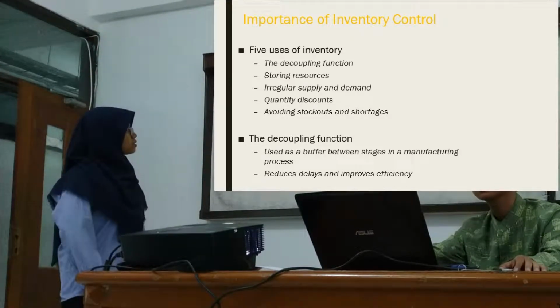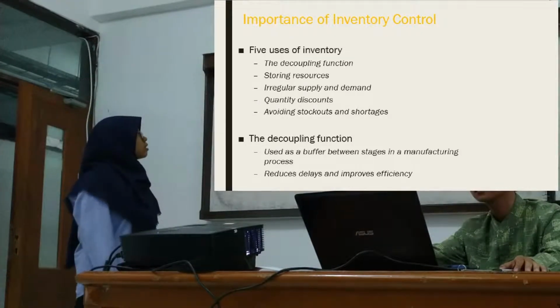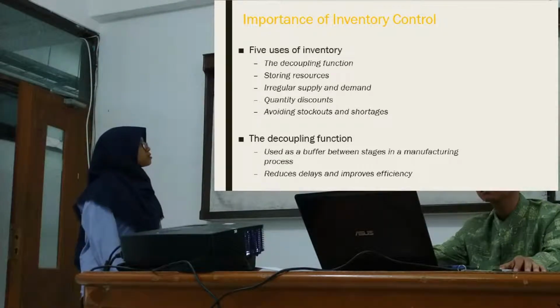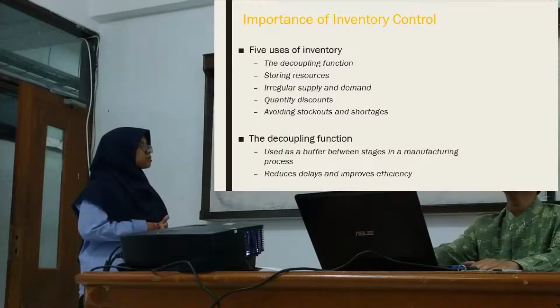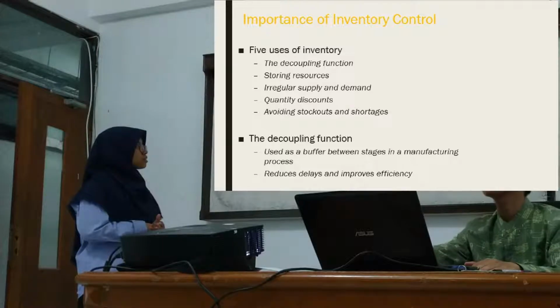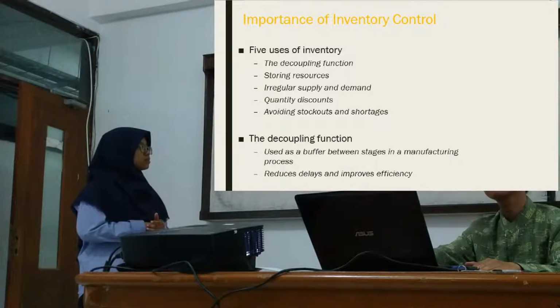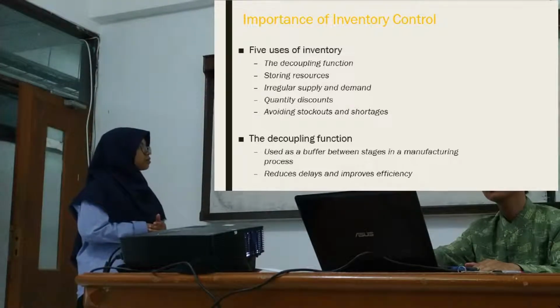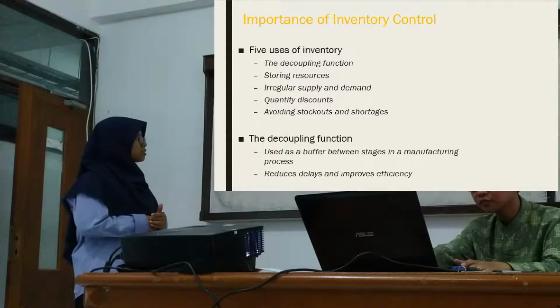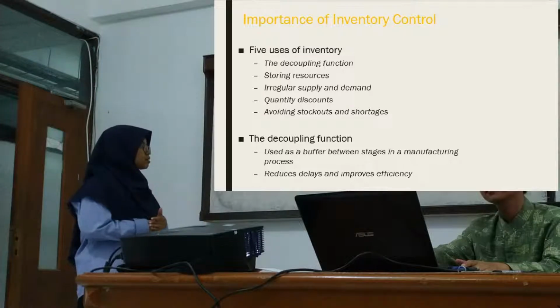And then the importance of inventory control. The next is storing resource. Seasonal products may be stored to satisfy off-season demands, and material can be stored as raw materials, work in process, or finished goods. And then lumber can be stored as a component of partially complete sub-assemblies.